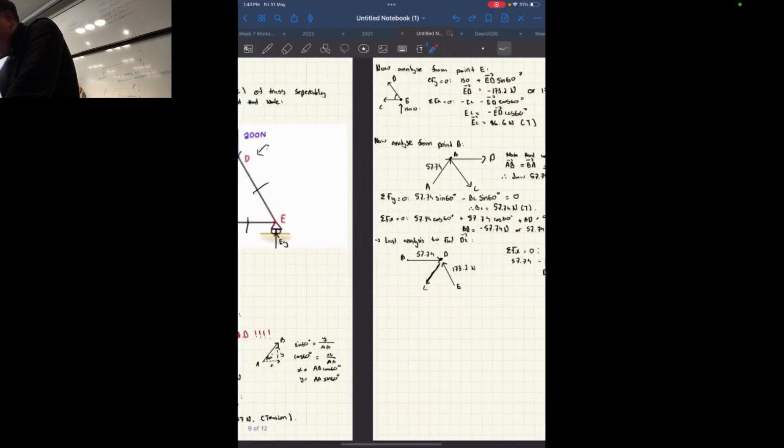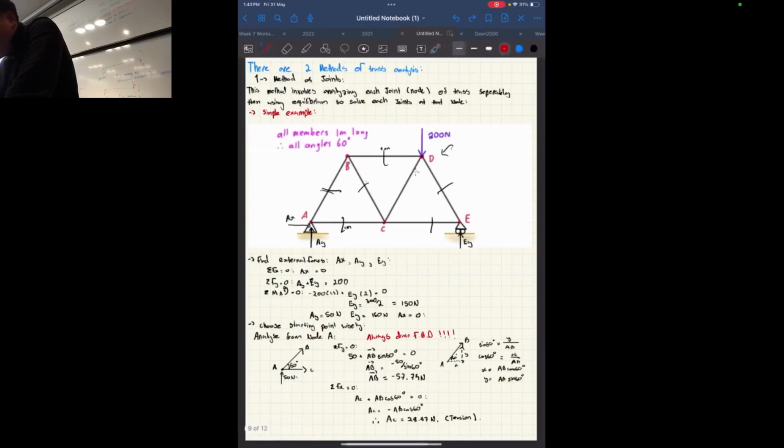Now we have found every single member, every magnitude of the members in this truss, and whether it is in tension or compression. That's what they're going to ask you in the quiz and the final: find all of the member magnitudes and the direction. Direction is just compression or tension.